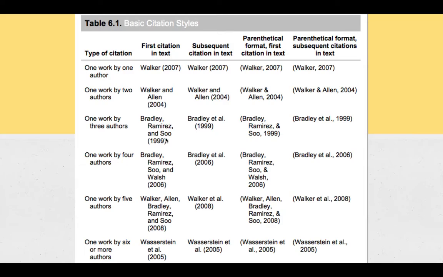So the first time we do the citation, when we have 3 or more authors, we list everybody out. But then the next time we do it, we use the et al. That just saves some time in writing it out.